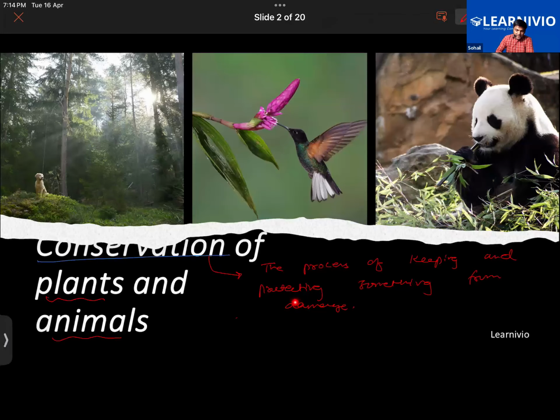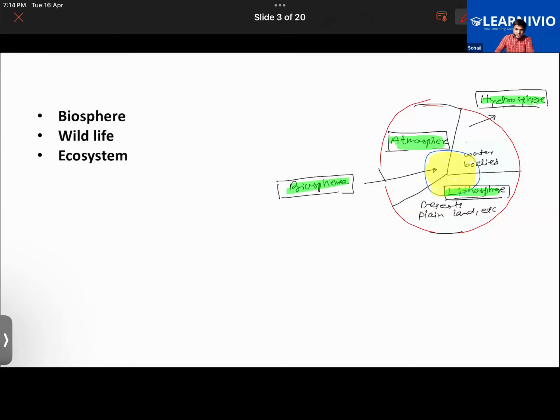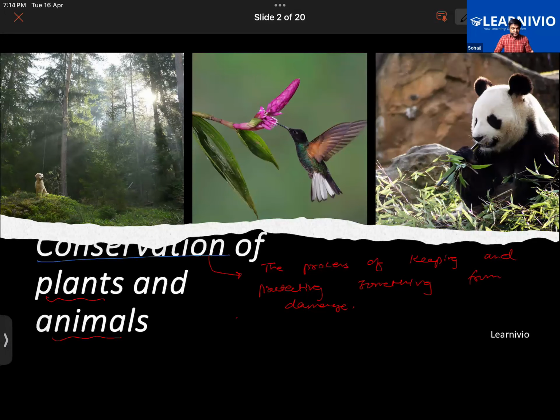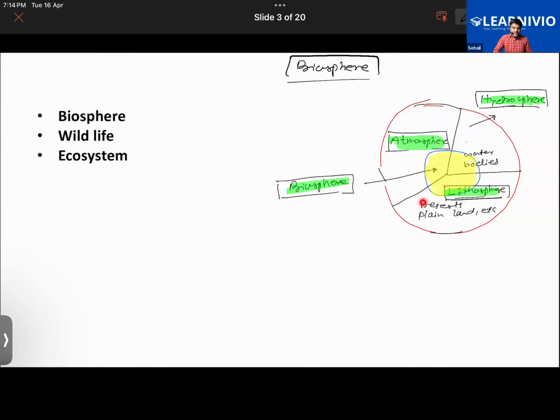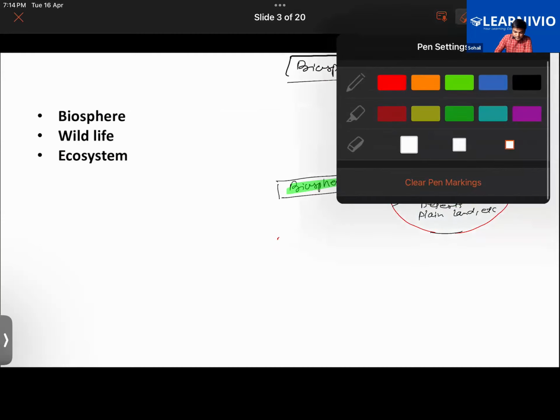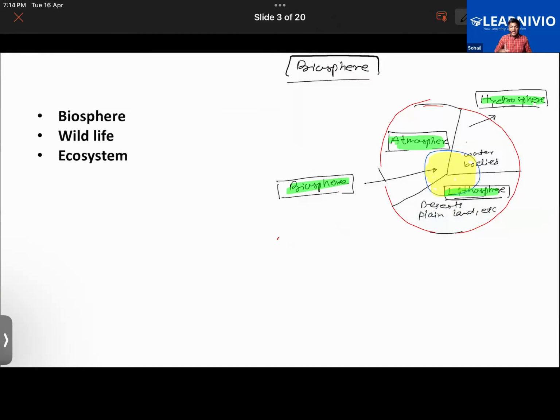After you have written the definition of conservation, give the heading biosphere and then make this diagram, and write what I'm writing here. It just has to be a rough sketch. Don't take the help of a protractor, and it does not have to be a perfect circle. Just draw it in a rough manner, okay?